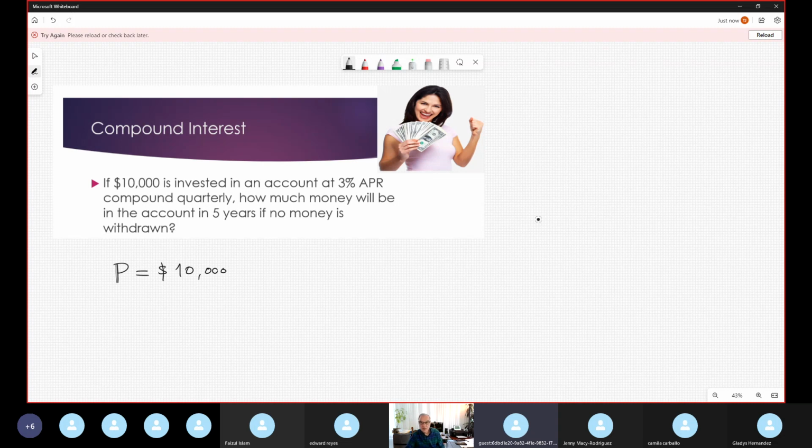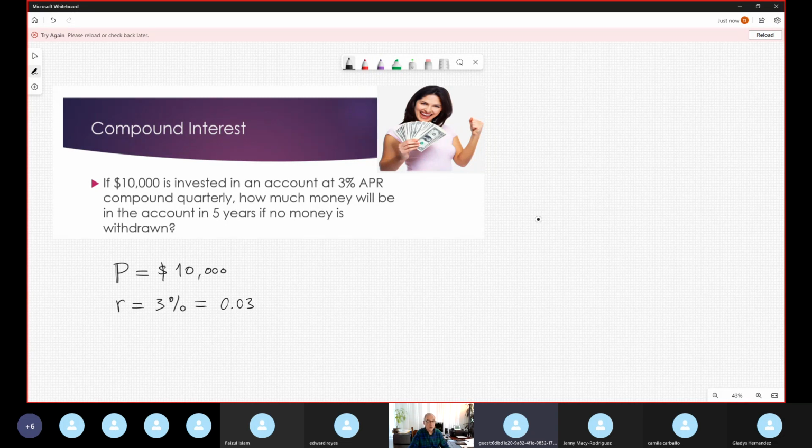Let me copy the formula. The formula has the interest rate. Interest rate is 3%, but immediately I convert it to decimal. Divided by 100 is 0.03. Dividing by 100 is equivalent to moving the decimal point two places to the left. So 0.03. In the formula you never put a percentage; you put a decimal, right?